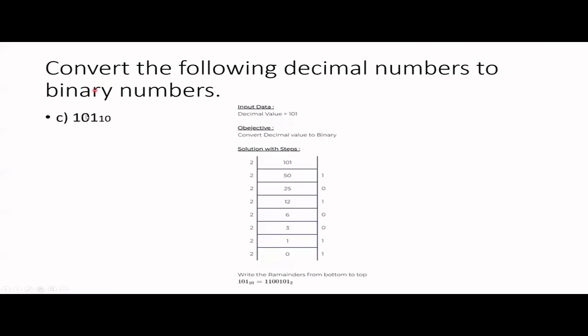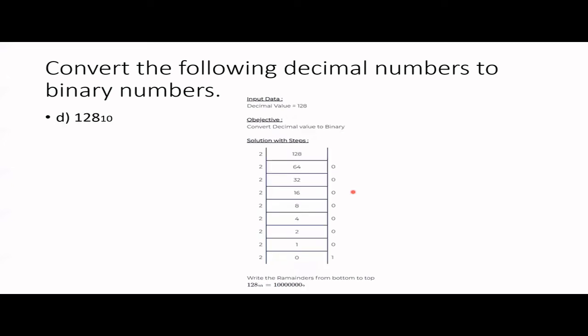Okay, we'll go for the next one, 101. Same thing, you continuously divide by 2, write the remainders until you get the quotient as 0. Then you can write the answer bottom to top, 1100101. You can pause the video, do it yourself, and then check.